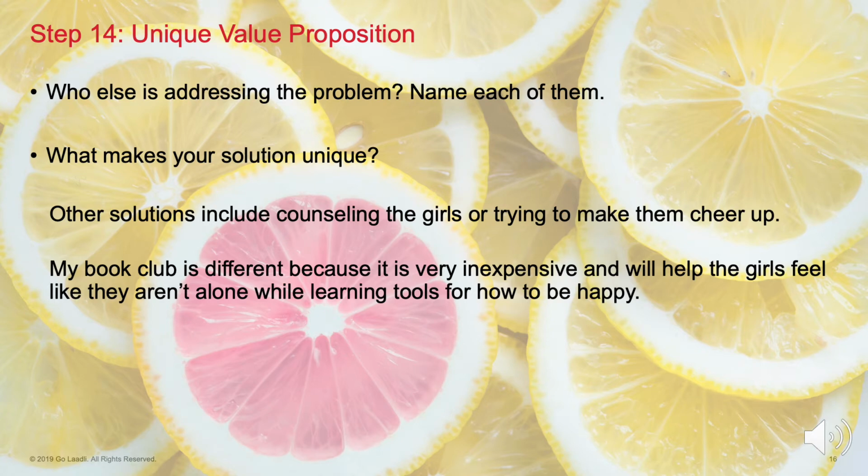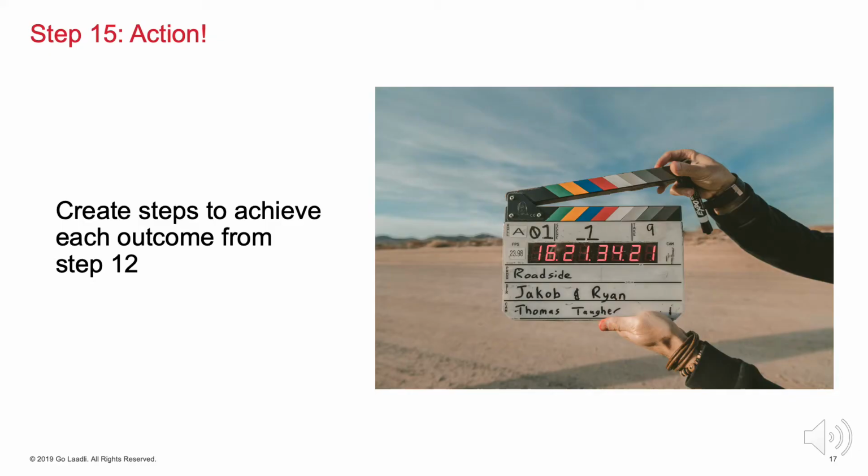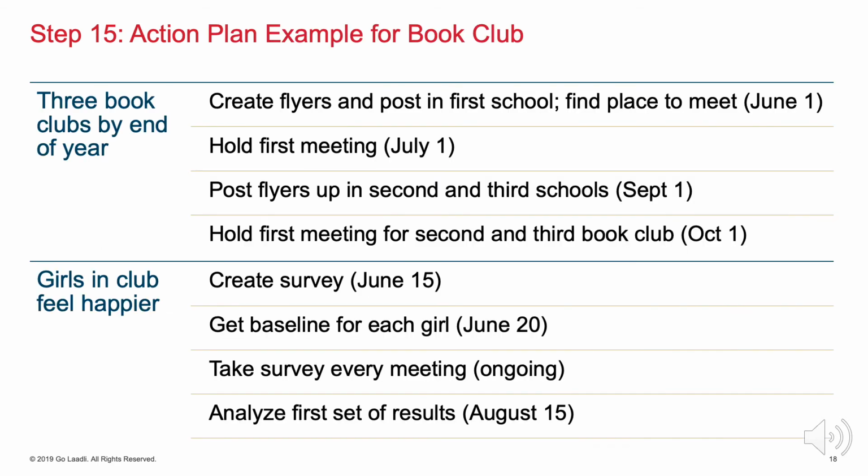So for example, other solutions include counseling the girls or trying to make them cheer up. My book club was different because it is very inexpensive and will help the girls feel like they aren't alone while learning tools for how to be happy. Step 15 is to create an action plan for making your goals happen. You're going to be breaking down each outcome you came up with into specific steps that will make those outcomes happen.